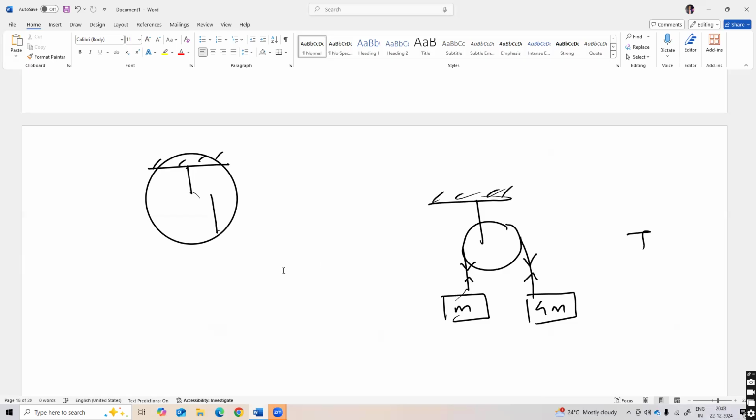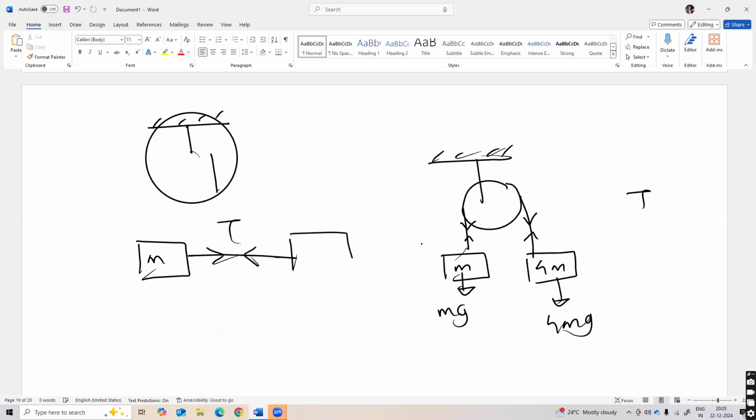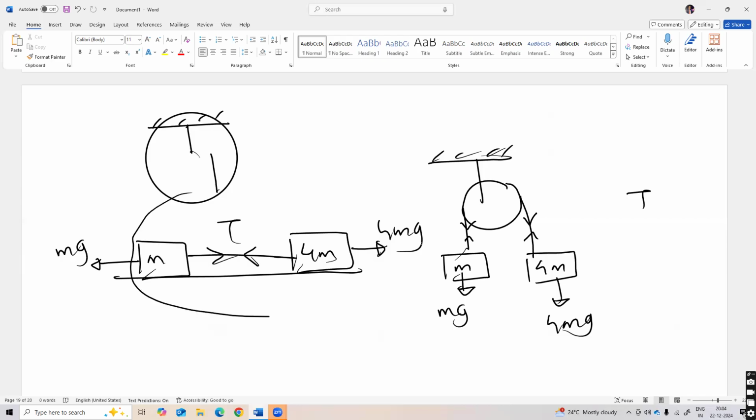So the best way to solve this, you know, is that we can make it horizontal, and the force acting here is mg, here the force acting will be 4 mg. So if you make it horizontal, there is m, and both are connected with a string with tension T. The other is 4m. On the left hand side the force acting is mg, on the right hand side the force acting is 4 mg, because we made it horizontal. So the net force acting is 3 mg on this system in this direction. Therefore, this system will move in this direction.